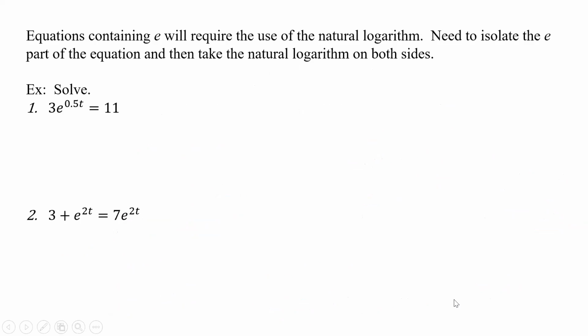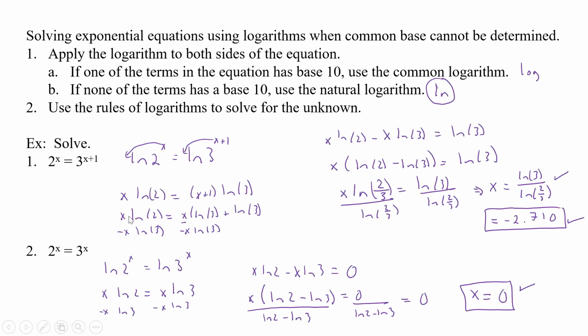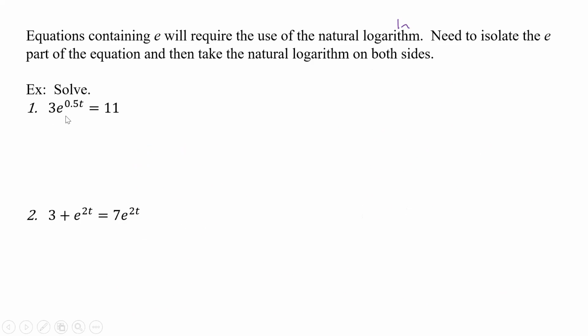All right, so now looking at equations that contain e, those are going to require our natural log. So that's going to require the ln. And so what we need to do is isolate the e part of the equation and then take the natural log on both sides. So if we want to isolate the e part, what do we do here? Well, we just want e to the 0.5t, so we're going to have to divide by 3. So we'll have e to the 0.5t equals 11 over 3.